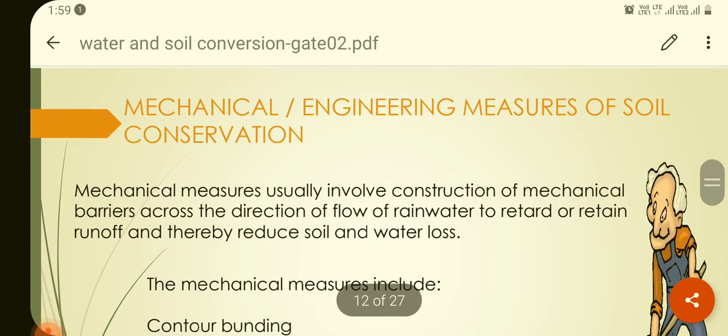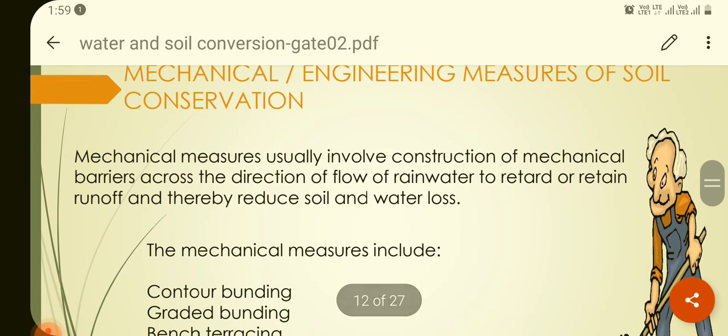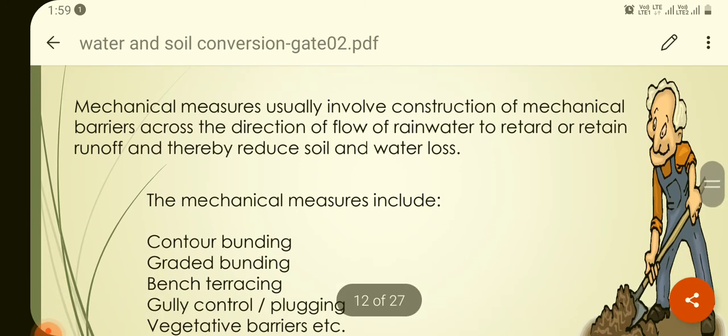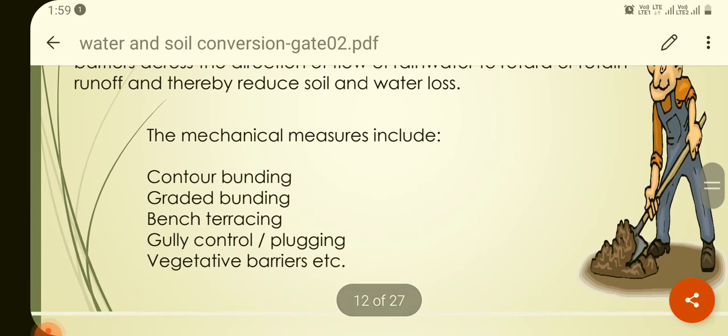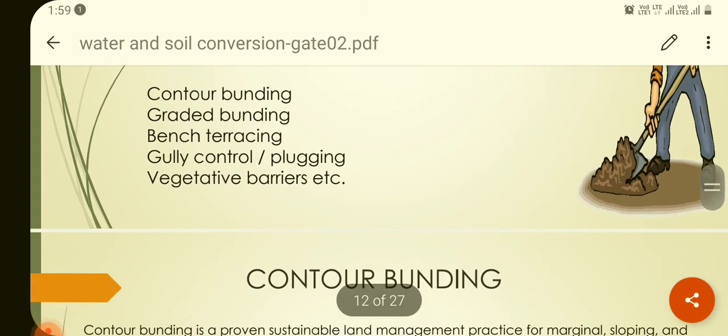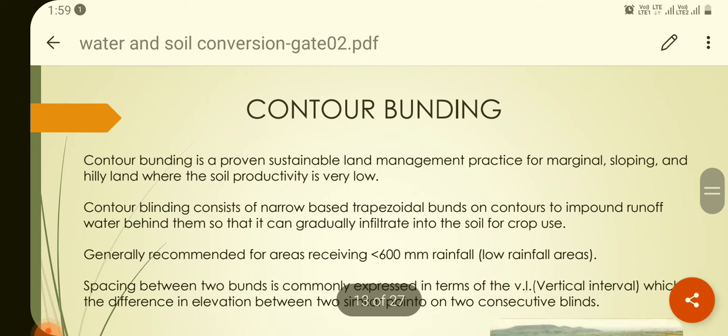Mechanical and the engineering measures of soil conservation. So, mechanical measures usually involve construction of the mechanical barriers across the direct flow of the rainwater to retard or retain the runoff and thereby reduce the soil and water loss. So, different mechanical measures include contour bunding, graded bunds, bench terracing, gully control, and vegetative barriers. First, we'll see about the contour bunding.